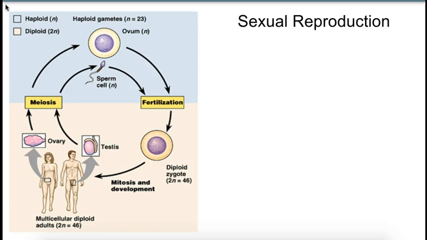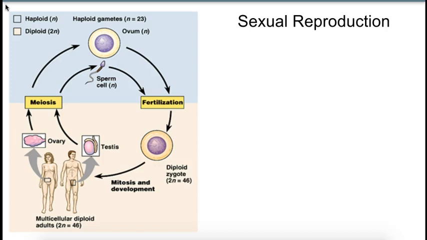The ovum or the egg cell will have 23 chromosomes. The sperm cell will also have 23 chromosomes, represented there by a small n, representing that this is the haploid side of the sexual reproduction process. Then we have the joining of these two cells in fertilization. And once fertilization occurs, we have a diploid zygote represented by 2n, containing 46 chromosomes.